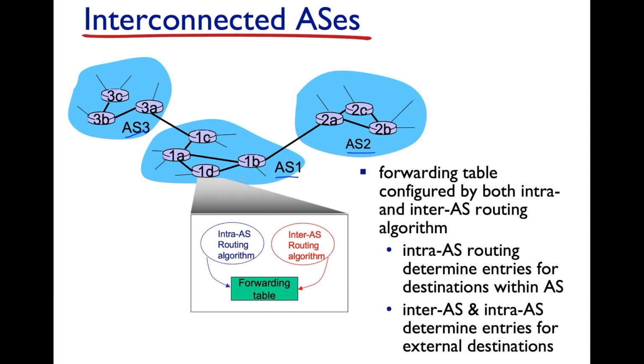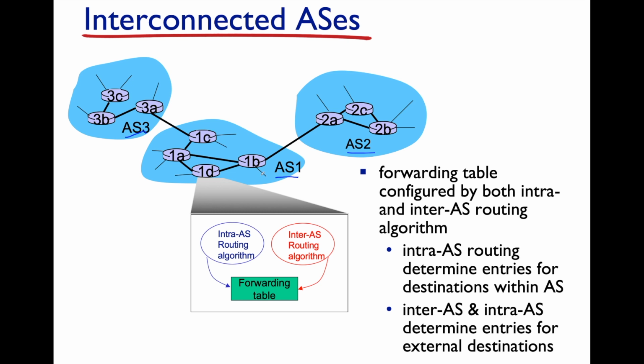Now, if we look at each one of the forwarding tables, we said forwarding tables are configured by the routing algorithms. But in this particular case, the forwarding table is going to be influenced by two different routing algorithms. Those are the intra-AS routing algorithms and the Inter-AS routing algorithms.